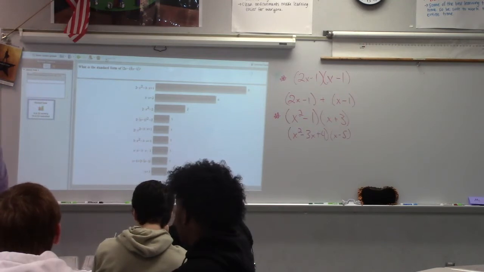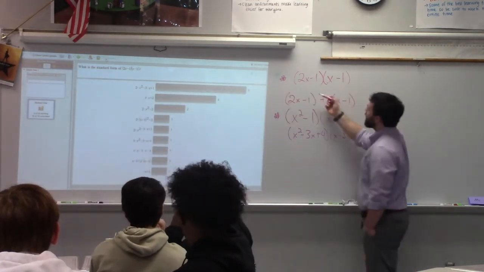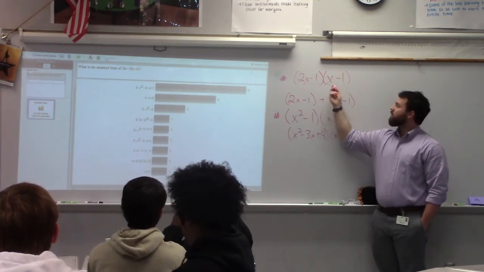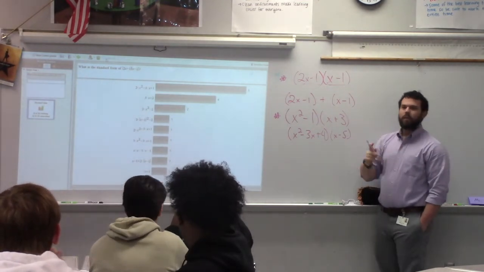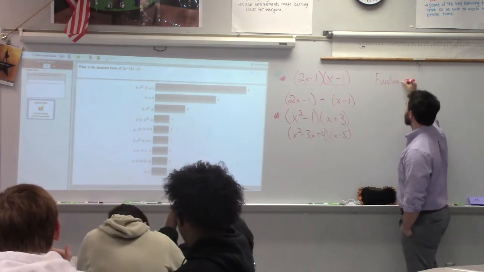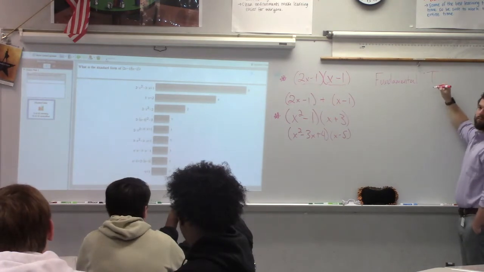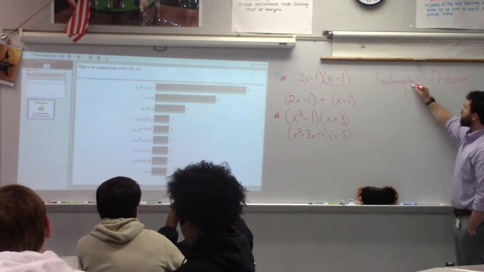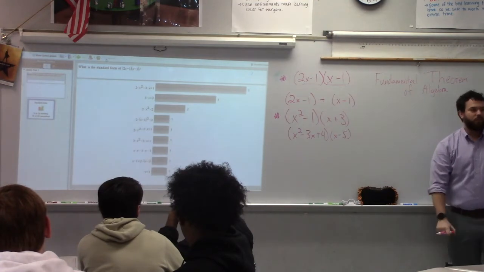What are the two roots? Say that louder. Two roots. How many roots would this function have? 1. This would also have 1. 1, which is how many roots? 2. And again, there is something that is fundamental to this. The fundamental theorem of algebra. There we go. What is the fundamental theorem of algebra?